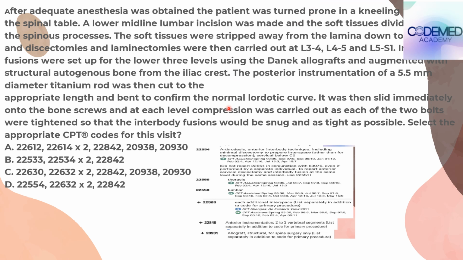So the posterior approach, and then we have to code for how many interspaces: L3 to L4, one; L4 to L5, one; and L5 to S1, one. Three interspaces are there. Then the number of segments will be 4, and then we need to check for the allograft, then we need to check for the instrumentation, and after putting it all together we need to find our answer. So I'm giving you 1 minute, tell me the answer.